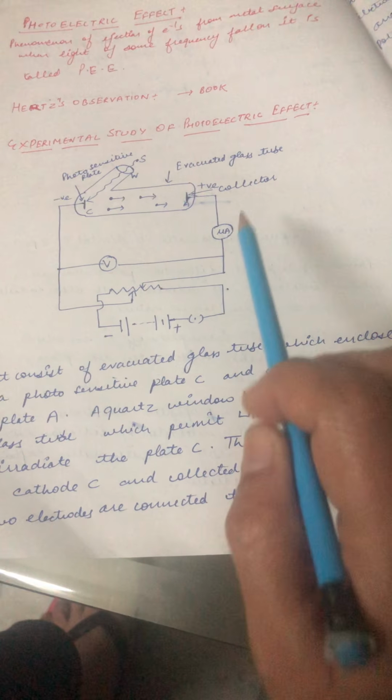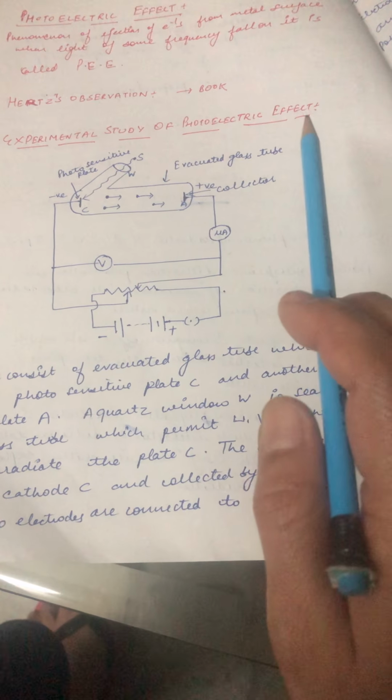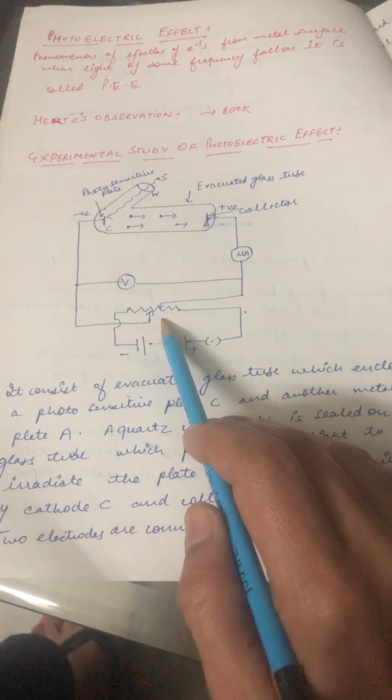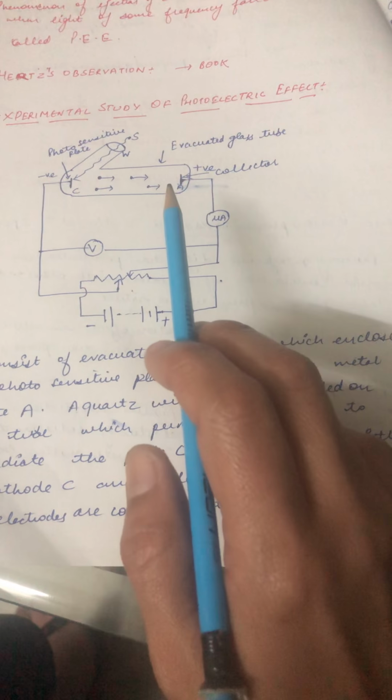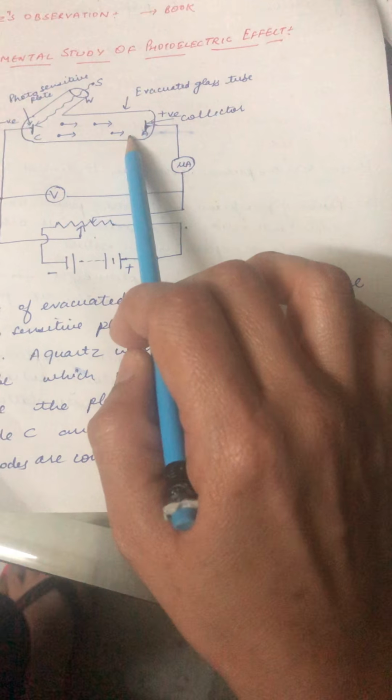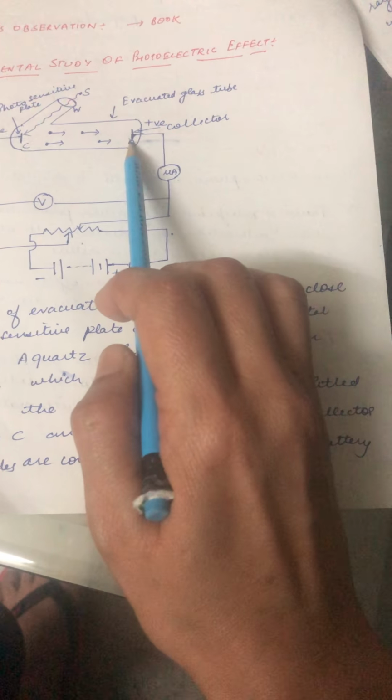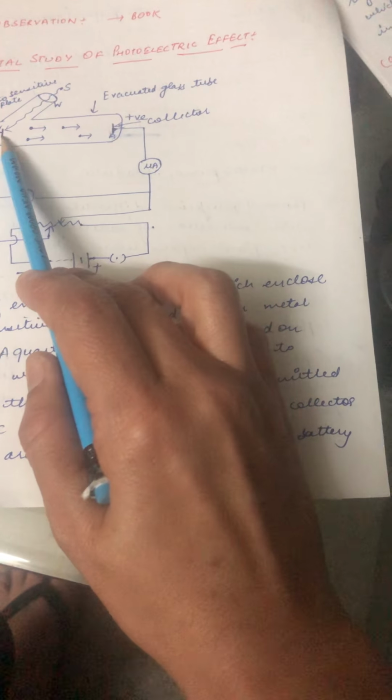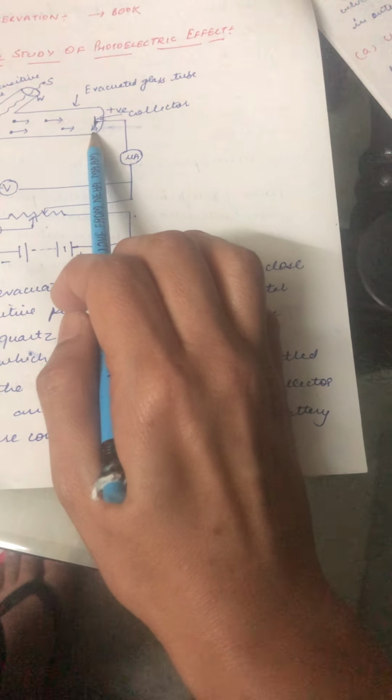This apparatus is used to study the photoelectric effect. It is also related to Hertz's observations. What they have taken here is a closed chamber in which two plates are present. This is C and this is A. C is called the emitter plate, and A is called the collector plate.